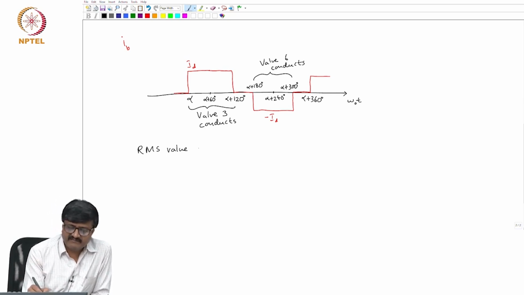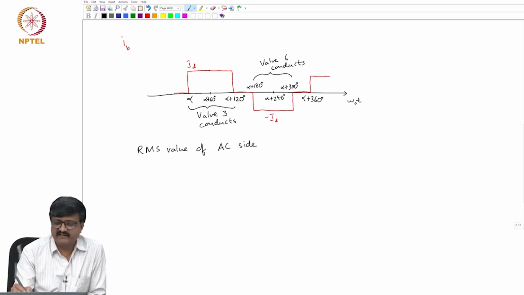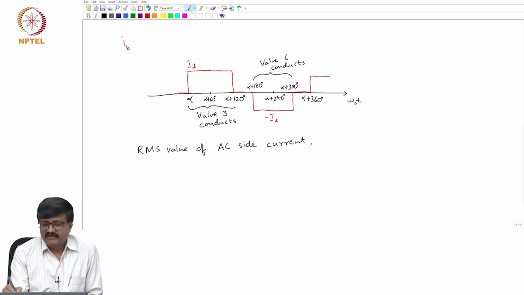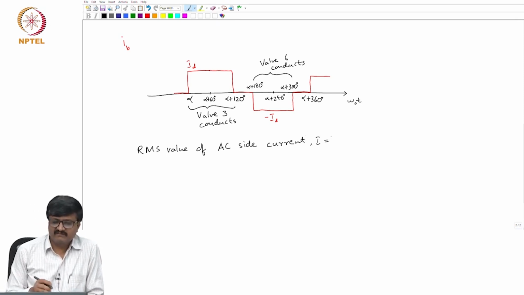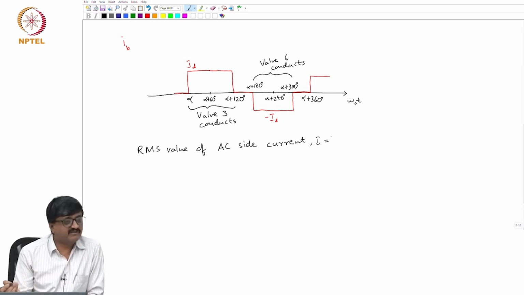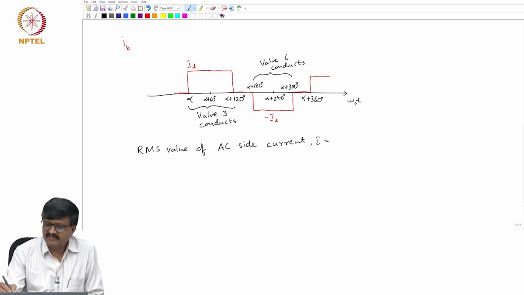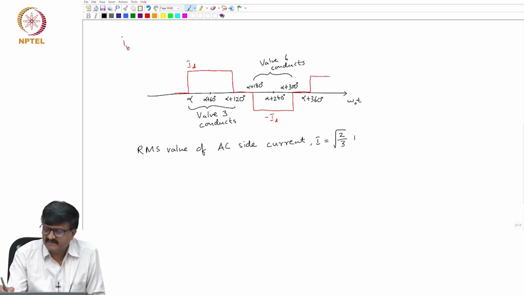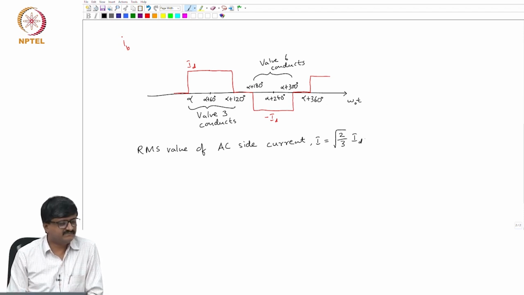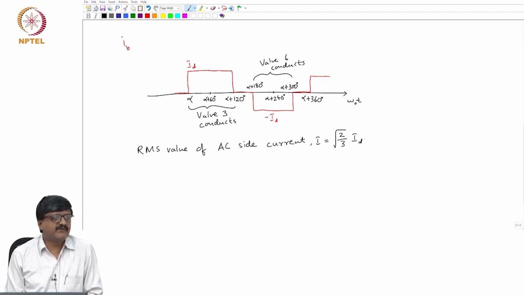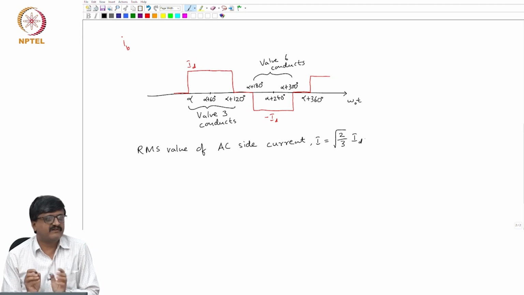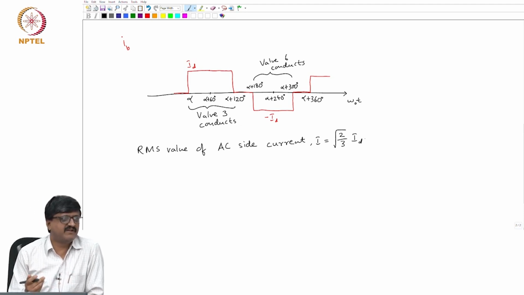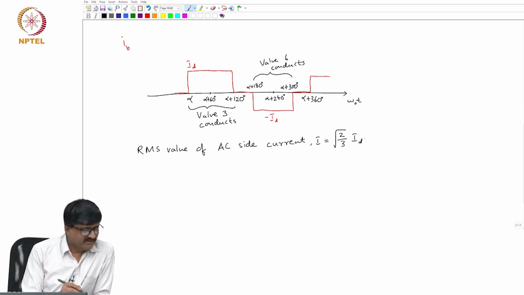If I take the RMS value of the AC side current, IB is an AC side current. Let me use the notation I for the RMS value of the AC side current. Can we give an expression for this without any computation? Root 2 by 3 ID. It has a magnitude of ID for 2/3 of a period, so the RMS value will be square root of 2 by 3 into ID.